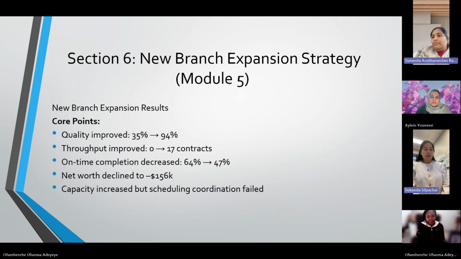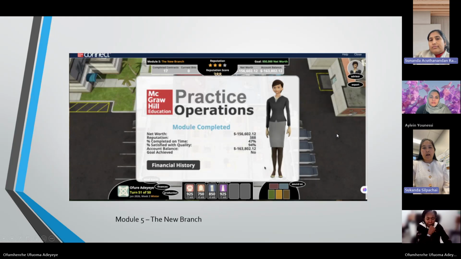Workflow inconsistency and unbalanced scheduling caused delays and rework. This shows that increasing capacity only works when both locations follow aligned process and communication is strong. If you see the summary, you will see that we can complete up to 17 contracts. But if you see that the net worth is negative more than $150,000.